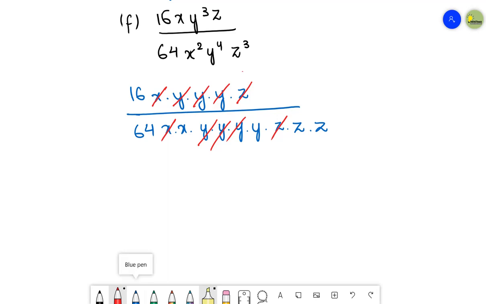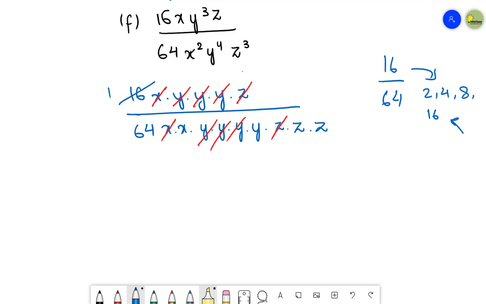Now let's talk about the number 16 upon 64. These two numbers can be cancelled with 2, 4, 8, 16 itself, right? So the highest factor is 16. I'm going to cancel these numbers with the number 16. So 16 ones are 16 and 16 fours are 64. Since all the values in the numerator are cancelled, all the variables are cancelled, the number is cancelled.